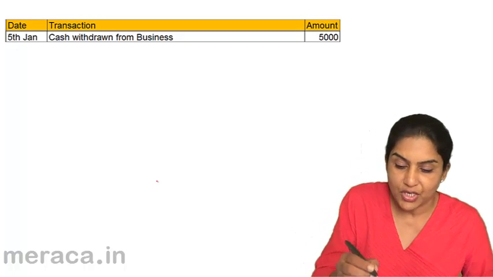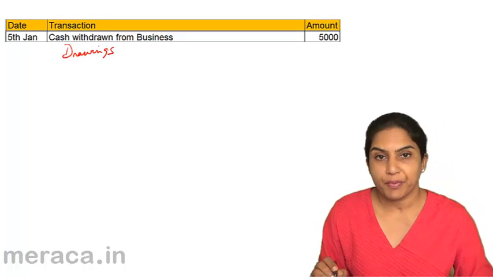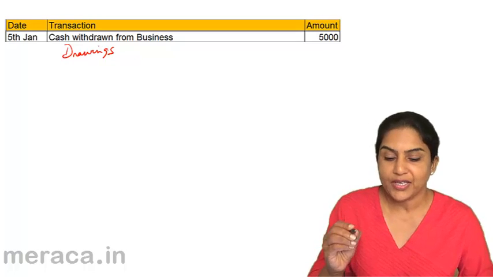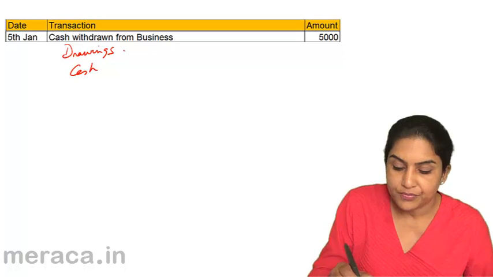What are the accounts involved? Drawings, I'm not writing proprietor or owner account, drawings account and cash account.